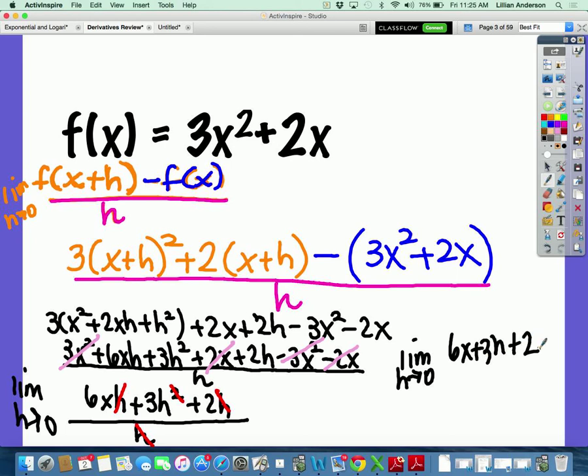And you plug in 0 for h. And after that, we are finally fully simplified. The last thing we need to do is actually plug in 0 for h, because that's what the limit is telling us to do. As h approaches 0, which means we're going to plug in 0 for h. And when we do that, what happens to this 3h? It goes away. So 6x plus 2 is your derivative.